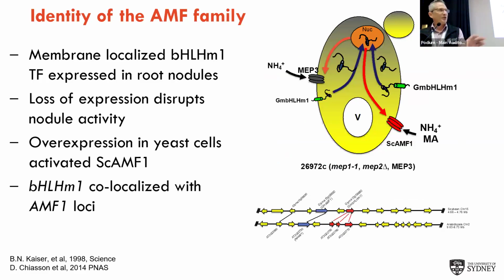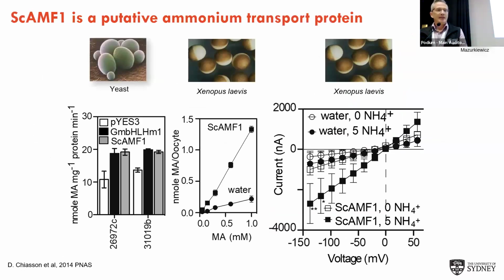And one of the interesting things about this AMF is that it's co-localized with this transcription factor in all sequenced dicot plant species around the world. So AMF1 is an ammonium transport protein. It can transport methylammonium, transport N15 labeled ammonia. Tends to work at higher concentrations of ammonia.